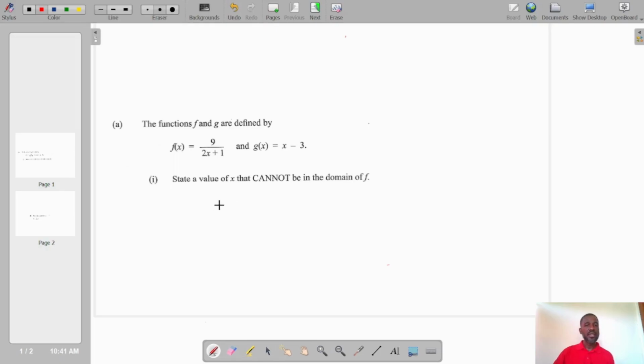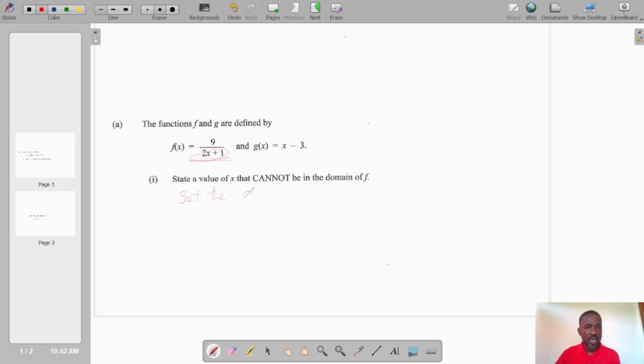Now what that simply means is that we want to find a value of x that will make the denominator of this function equal to 0. Why? If the denominator of a function is equal to 0, then the function becomes undefined. It's the same way that if you divide any number by 0 on your calculator, you are going to get a syntax error or math error, because we cannot divide a number by 0. So we want to find the value of x that will make this denominator equal to 0.